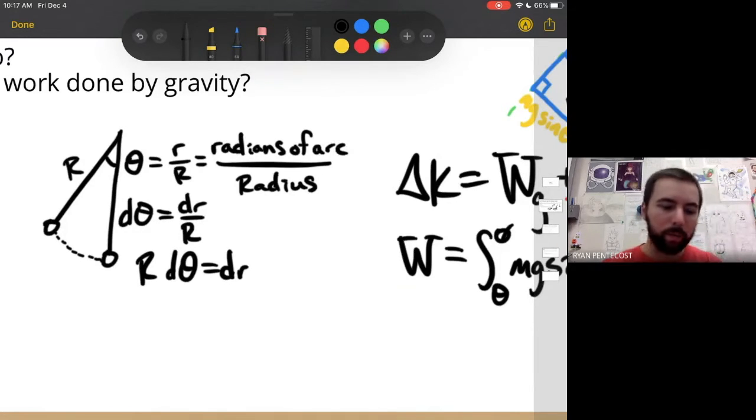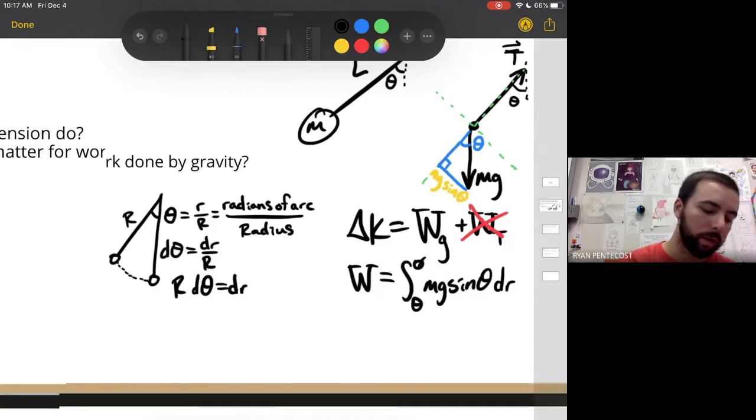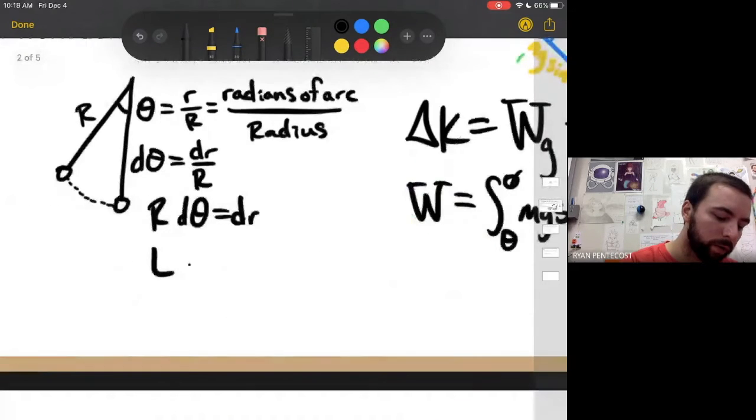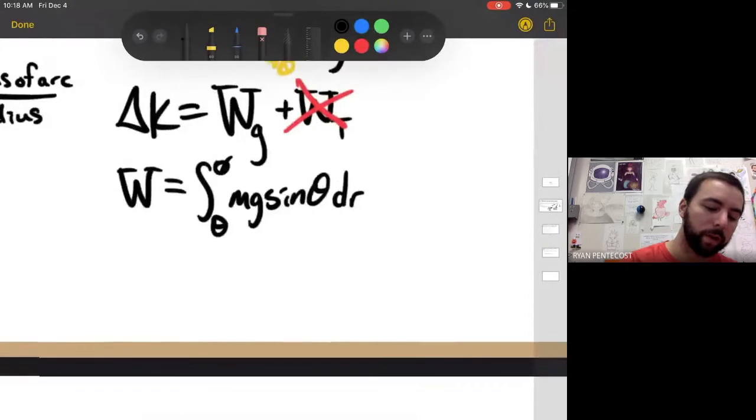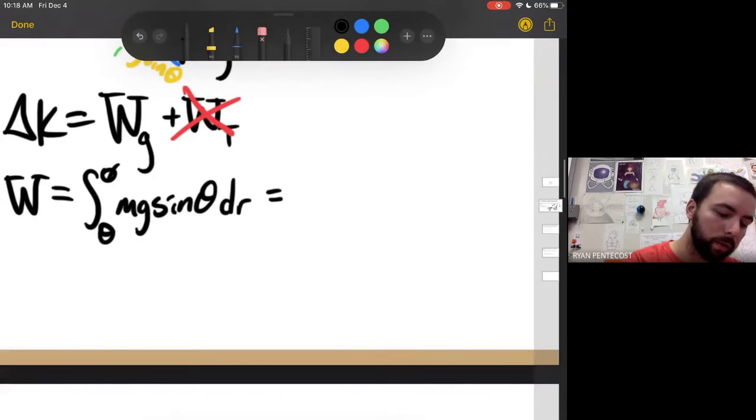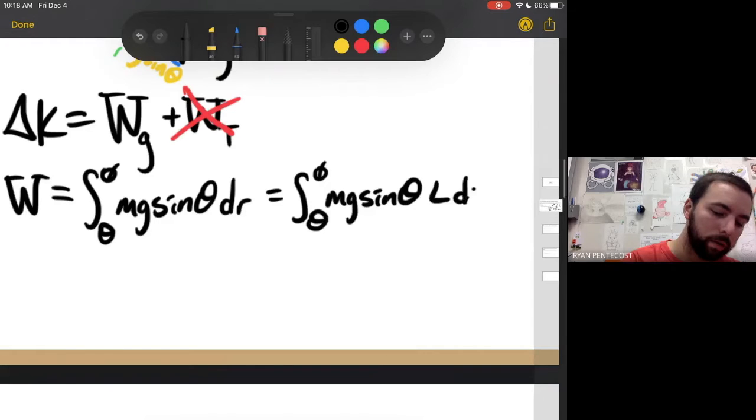Now in our problem, you will also notice that our radius is not r, it is L. So for our specific problem, this would be L d theta equals dr. So we can plug that in right here. We will have the integral from theta to 0 of mg sine theta L d theta. Now we can integrate with respect to theta.